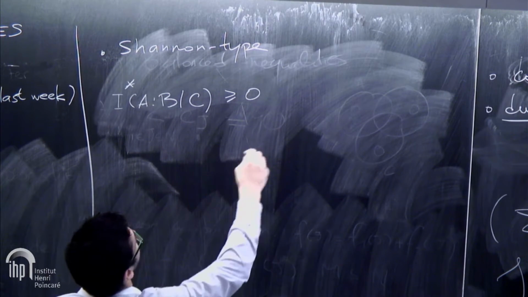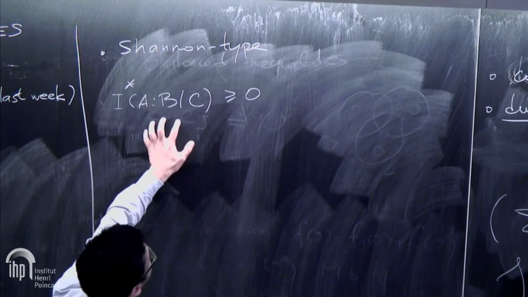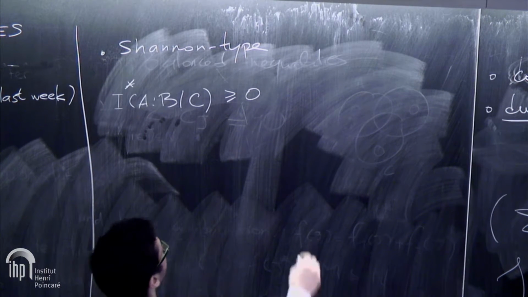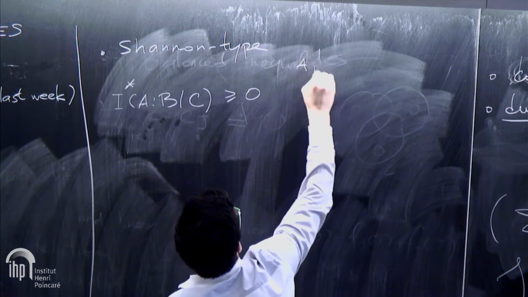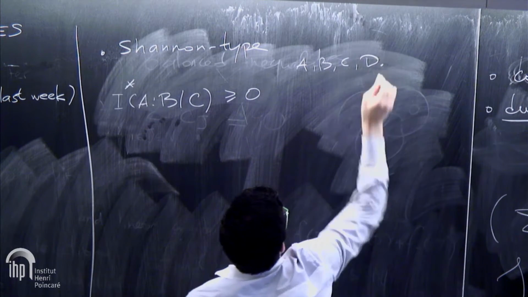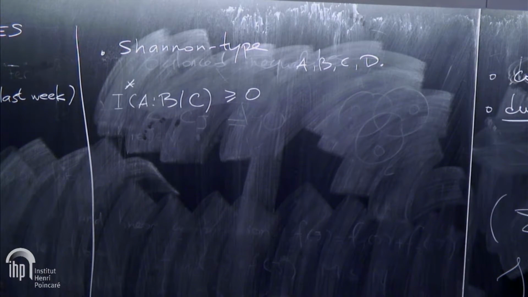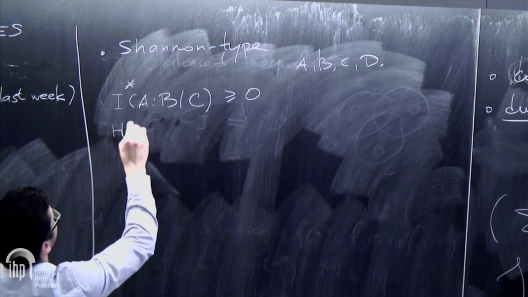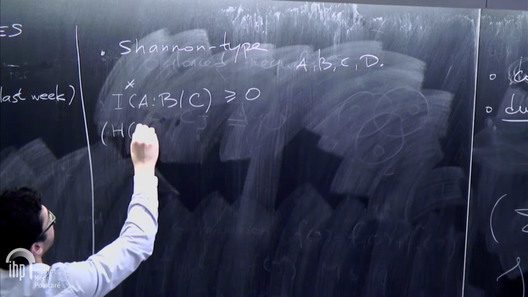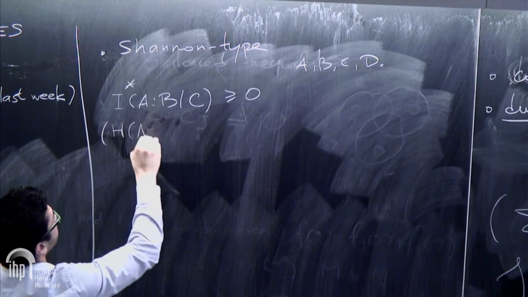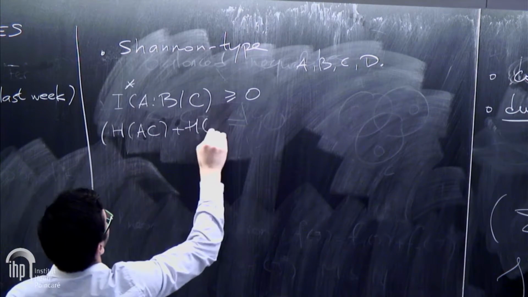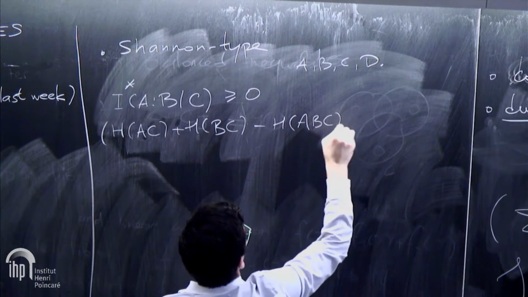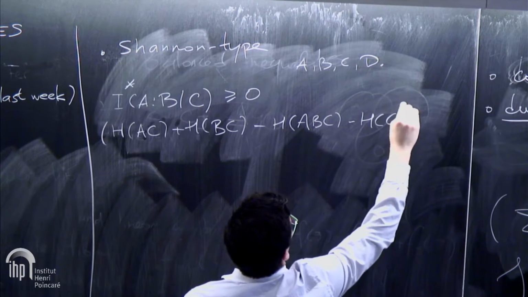I will show you: it looks like we have 3 random variables, but we could have many others. So let's say instead of having only A, B, C, we have A, B, C, D, so that you will see how it works. I can rewrite this by expanding: entropy of AC plus entropy of BC minus entropy of ABC minus entropy of C.